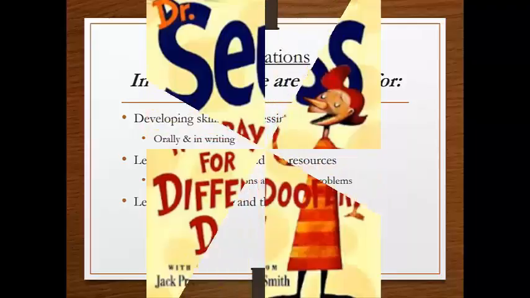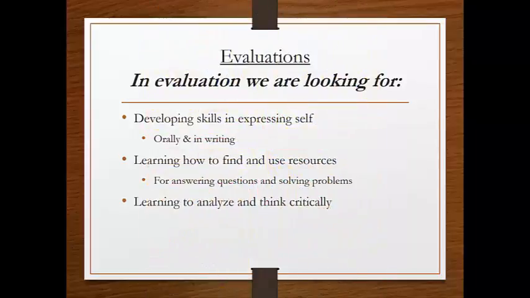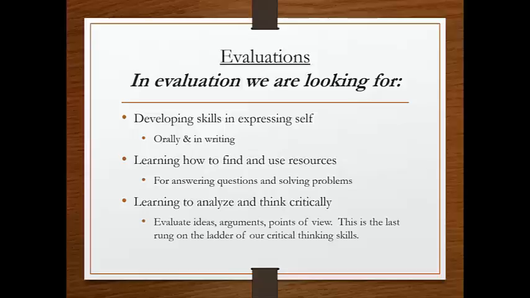The final thing we really want our evaluations to be able to do is to teach how to analyze and think critically. For example, can they evaluate ideas, arguments, points of view? This is our last rung on the ladder of our critical thinking skills, also known as the 6 levels of cognitive skills, in chapter 4 of the free guide that we give you on the website. An example here would be, can water float?